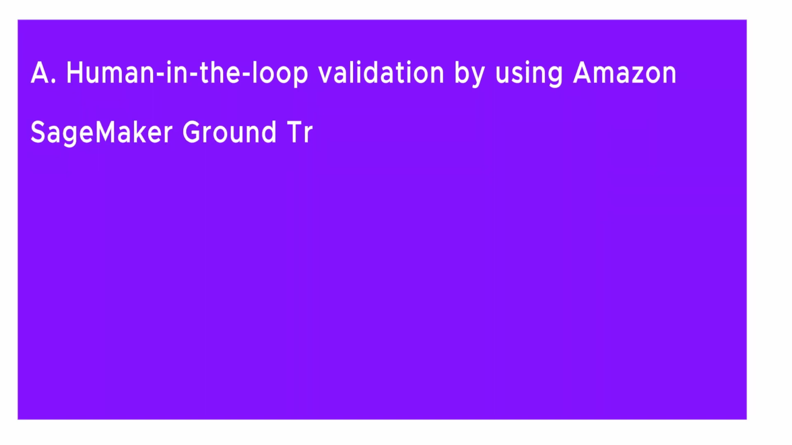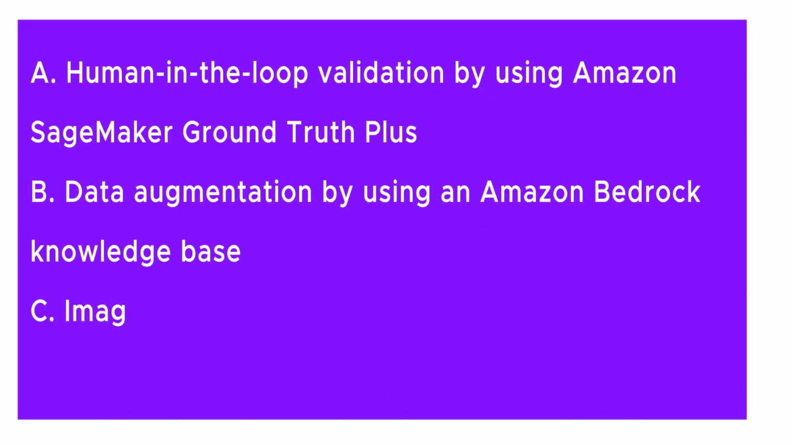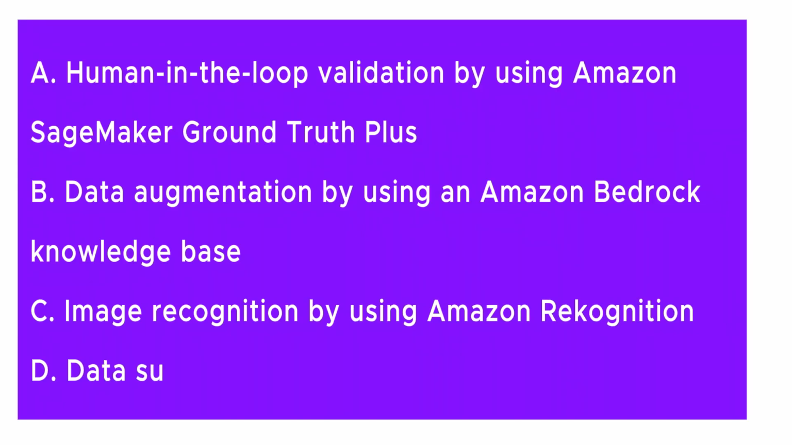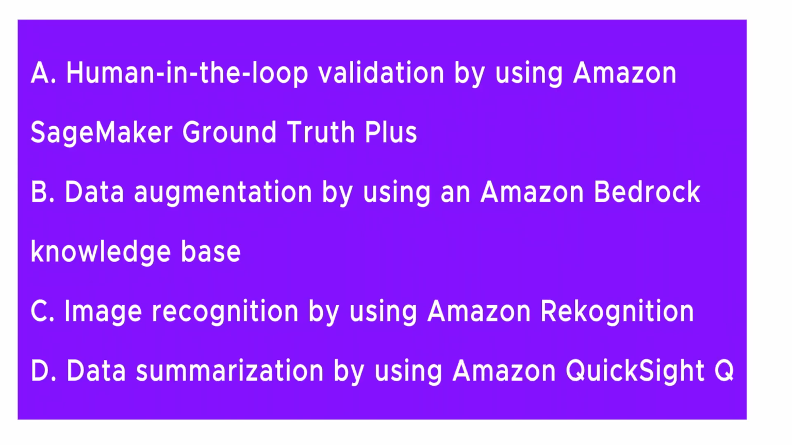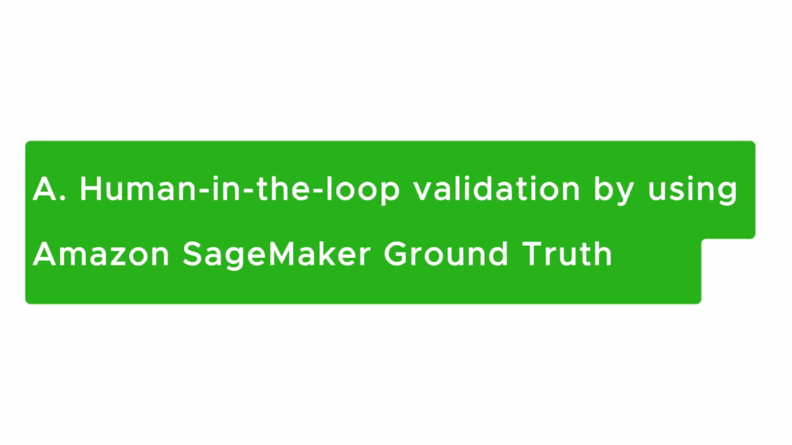A. Human-in-the-loop validation by using Amazon SageMaker Ground Truth Plus. B. Data augmentation by using an Amazon Bedrock knowledge base. C. Image recognition by using Amazon Rekognition. D. Data summarization by using Amazon QuickSight Q. Correct answer is A. Human-in-the-loop validation by using Amazon SageMaker Ground Truth Plus.